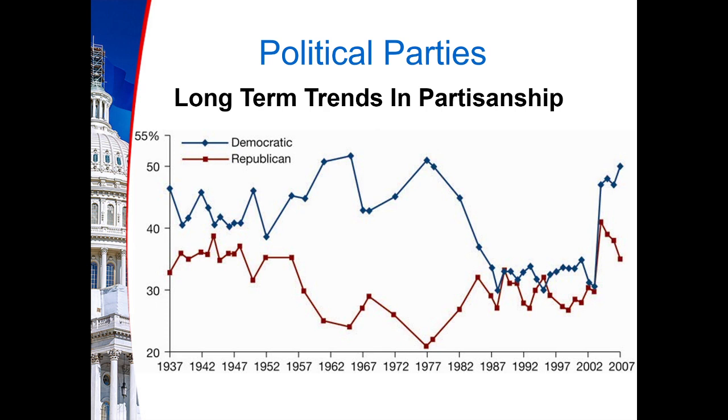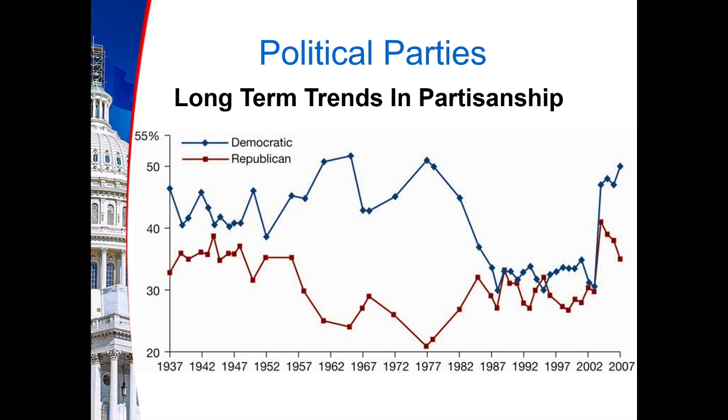Looking at the long-term trends in partisanship, this is a graph from 1937 to 2007, so it gives us a 70-year slice of history with regards to partisanship. Notice that the percentage of people who support the Democrats is in blue. The percentage of people who support the Republicans is in red. And you can see how it changes over time.